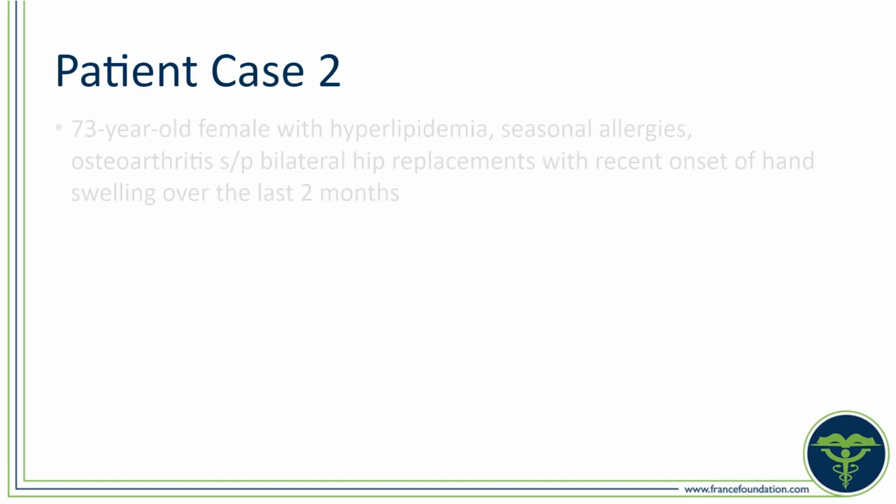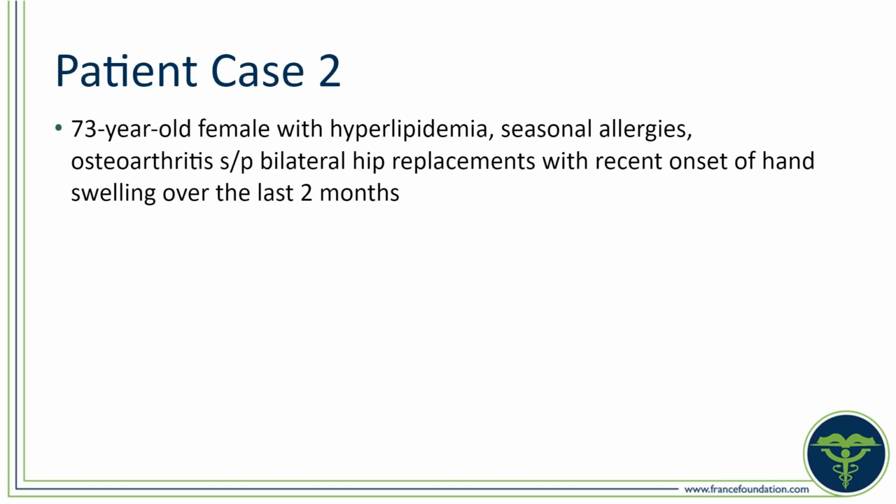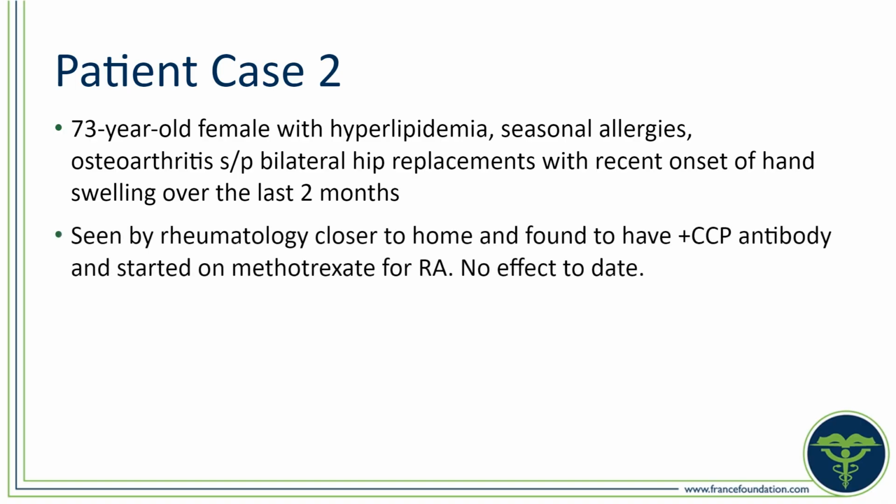This is a 73-year-old female with hyperlipidemia, seasonal allergies, osteoarthritis, status post bilateral hip replacements, who presented with a recent onset of hand swelling over the last 2 months. She was seen by rheumatology closer to home and found to have a positive CCP antibody and started on methotrexate for rheumatoid arthritis. But to date, she didn't have any effect with the medication.